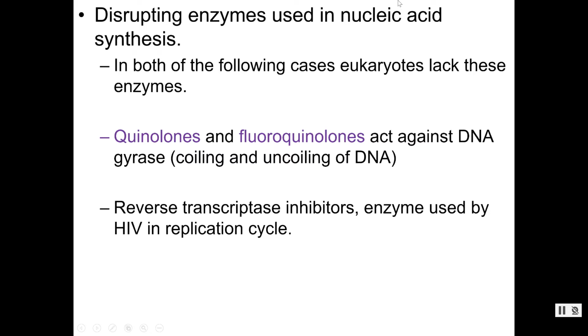First, what I want to talk about is disrupting an enzyme. Even though replication and transcription are very similar in prokaryotes and eukaryotes, there are a few differences. If we target those differences, we can achieve selective toxicity. So we're going to disrupt enzymes used in nucleic acid synthesis in prokaryotes, not the ones used in eukaryotes. The drugs in these categories, the ones in purple that I want you to know as an example, are quinolones and fluoroquinolones. They act against an enzyme called DNA gyrase.